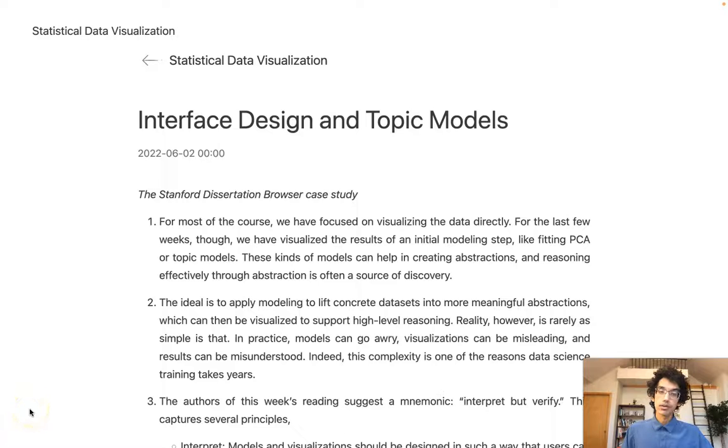Hello everyone, in this recording we're going to discuss a case study involving topic models. Before working through this case study though, I think it's interesting to think about where we're at. Because for so much of this class, we've been focusing on just visualizing the raw data. We never did any kind of intermediate processing. But right now what we've done is we've fit some sort of intermediate model, in this case a topic model, before doing the visualization. Right?